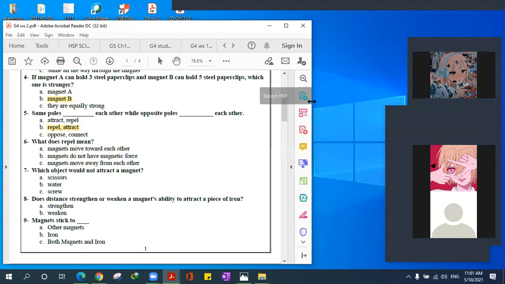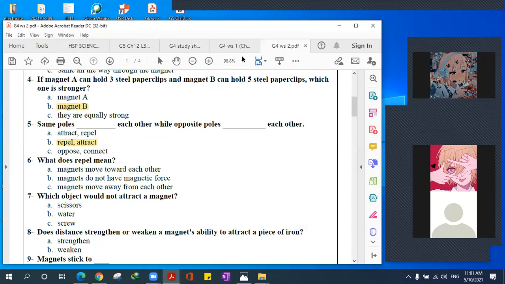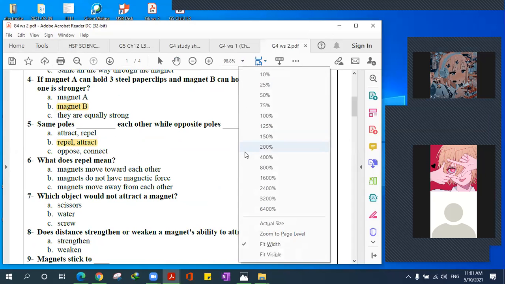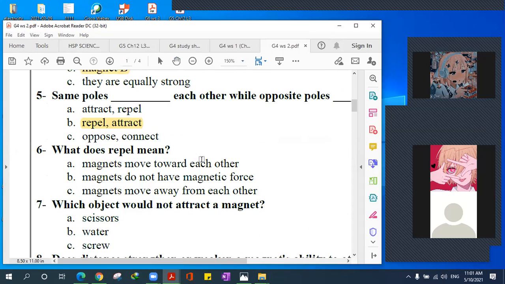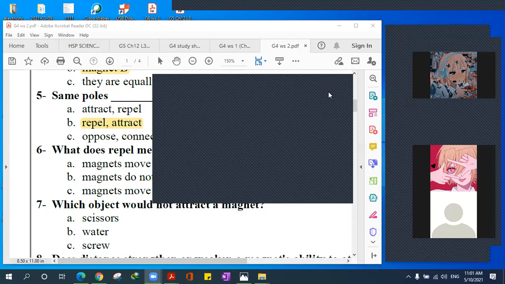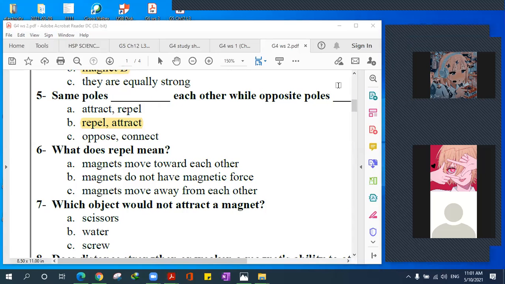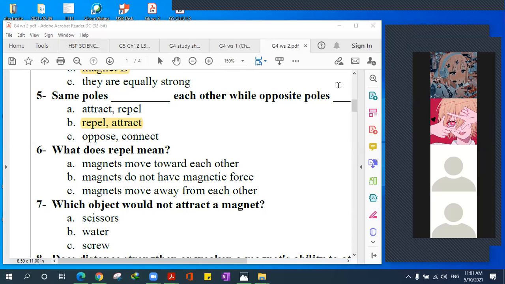Yes, Jumana, can you read the question? Let me zoom in so I can see both names. We are number six, right? Yes, we're number six. What does repel mean? A, magnets move toward each other. B, magnets do not have magnetic force. C, magnets move away from each other.